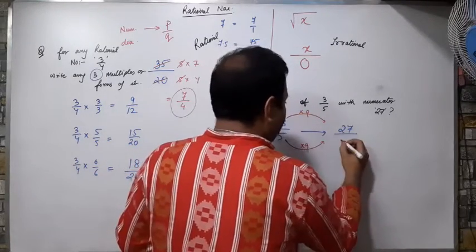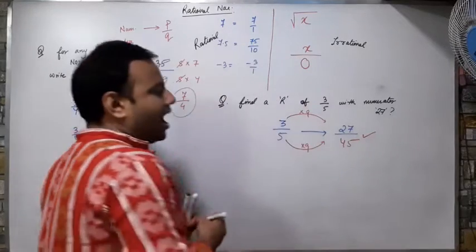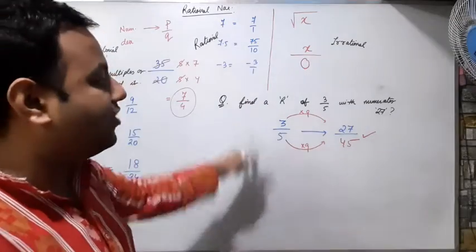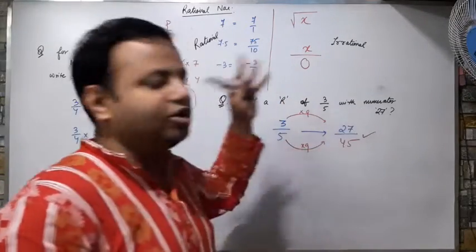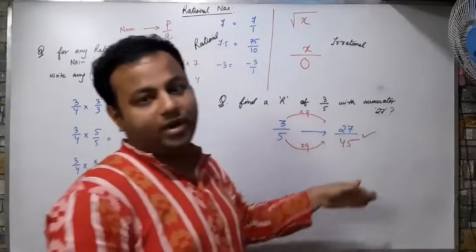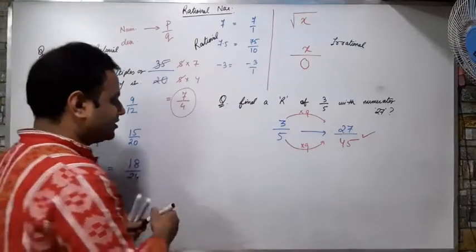So what will you get? I will get 45 here. So this is my answer. I am getting a rational number of the form 3 by 5 where the numerator is 27 and the denominator is 45, because you were given in the question that the numerator must be 27. Correct? Suppose one more example of this.